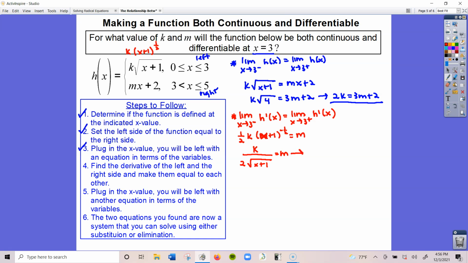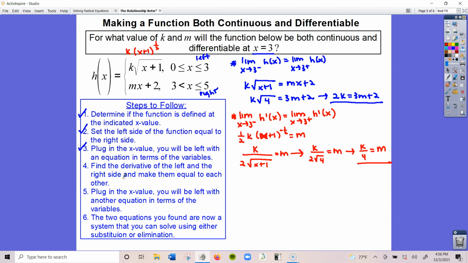Now let's plug in the 3. So I get k over 2 times the square root of 4 is equal to m, which this gives me k over 2 times the square root of 4, which is 2. So 2 times 2, 4, is equal to m. So now what I have is a second equation.